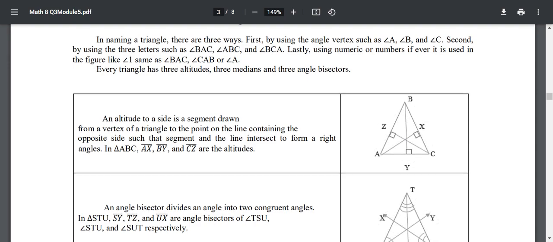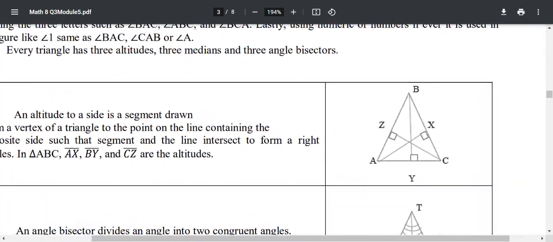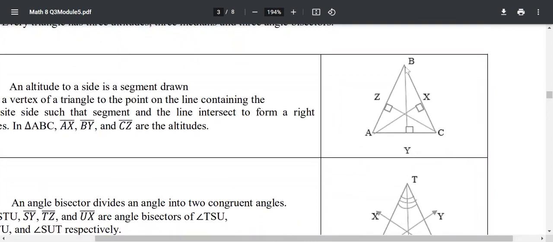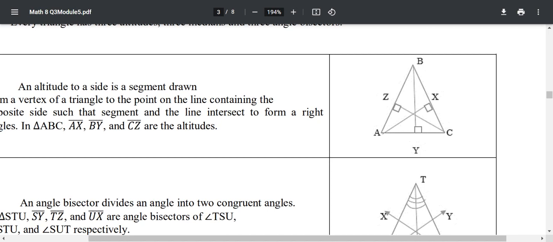In our example, from our vertex B, the line goes from the vertex to its opposite side, which is side AC, and then it forms a right angle. This symbol means right angle. So if it forms a right angle from the vertex to its opposite side of the triangle, that is called an altitude. Same with this one, AX.